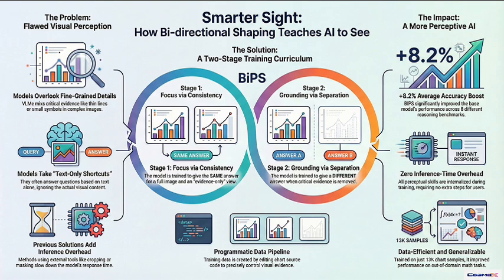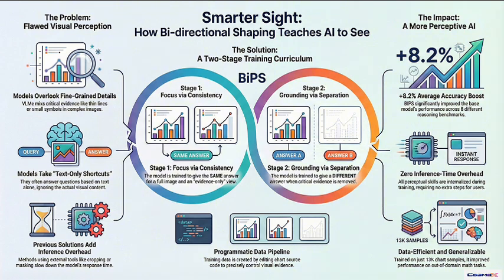We start with what's called the consistency stage. For this, we use an evidence-preserving view of the image. So you take the complex chart, and you keep only the regions needed to answer the question, masking out all the distractors. I see. By forcing the model's prediction on the original image to match its prediction on this cleaner view, we're basically teaching it where to look. We're aligning its attention with the supporting pixels.